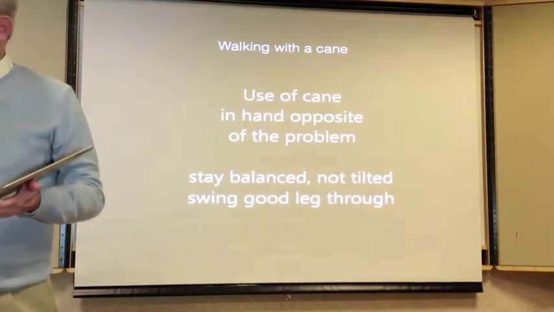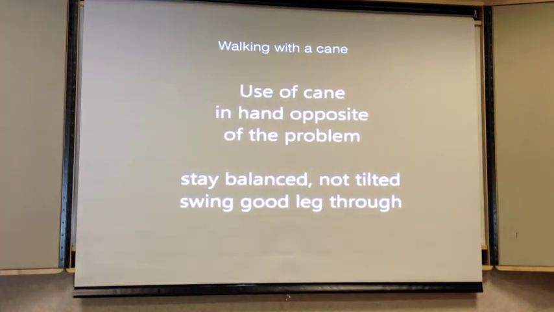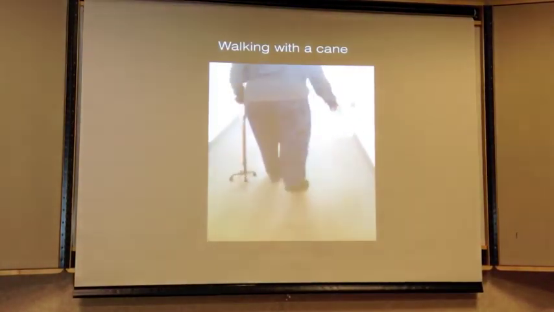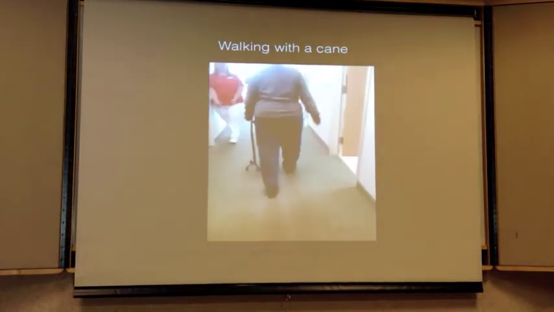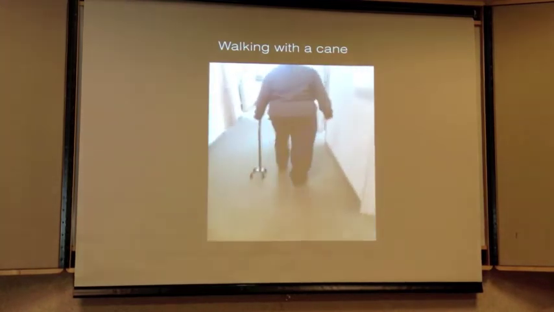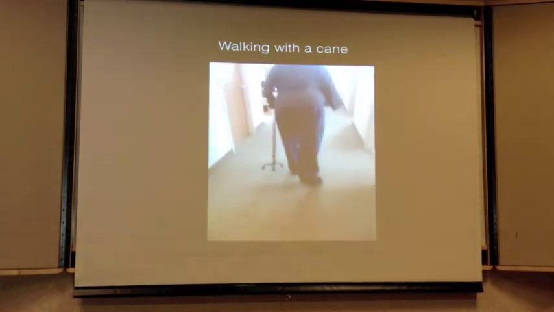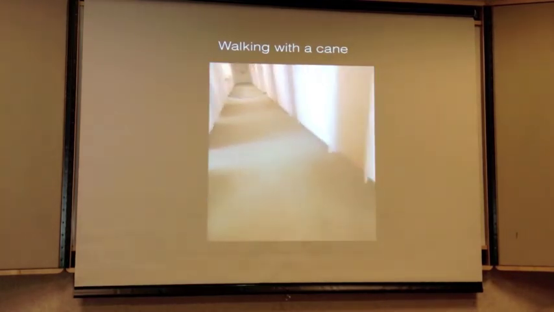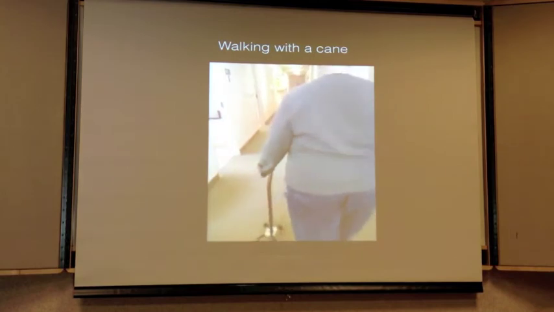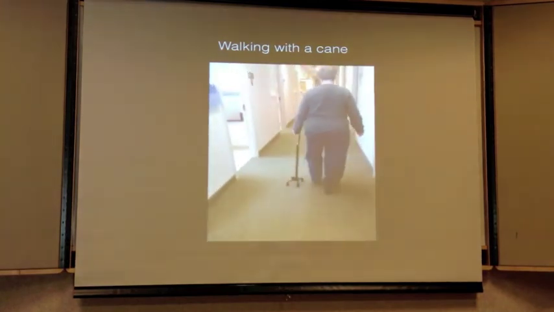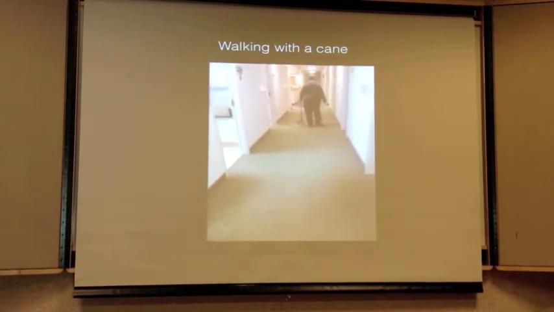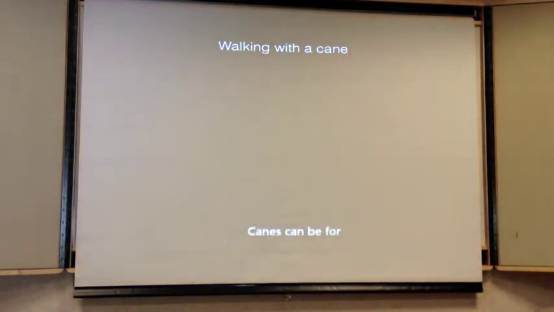So here's the cane video. You use it opposite to the bad joint. So if you've got a bad left knee, you use it in your right hand. So this is a bad right knee, and she uses the cane in her left hand, and you swing the good leg through. The purpose of that is so that you walk level. You don't walk tilted, because pretty soon you'll get back pain. So here she is again, and she's swinging her good leg through and using the cane opposite to the bad joint.